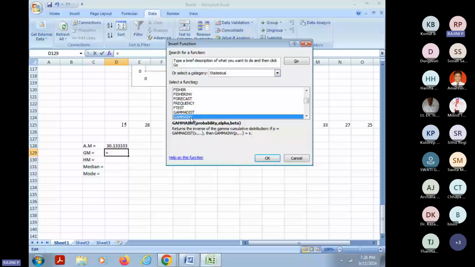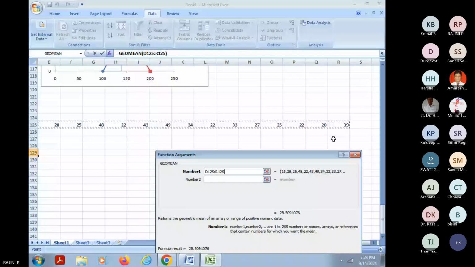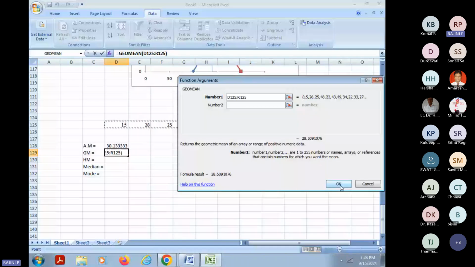Geomean means it gives a geometric mean. Okay, and just select all the numbers that we have. Select all the numbers, and then after that, click on OK. You'll be getting the geometric mean.